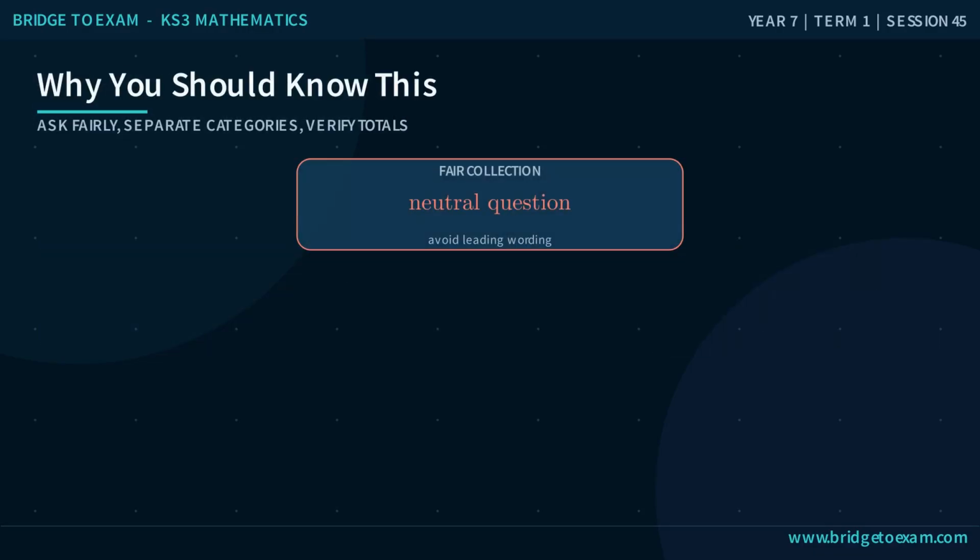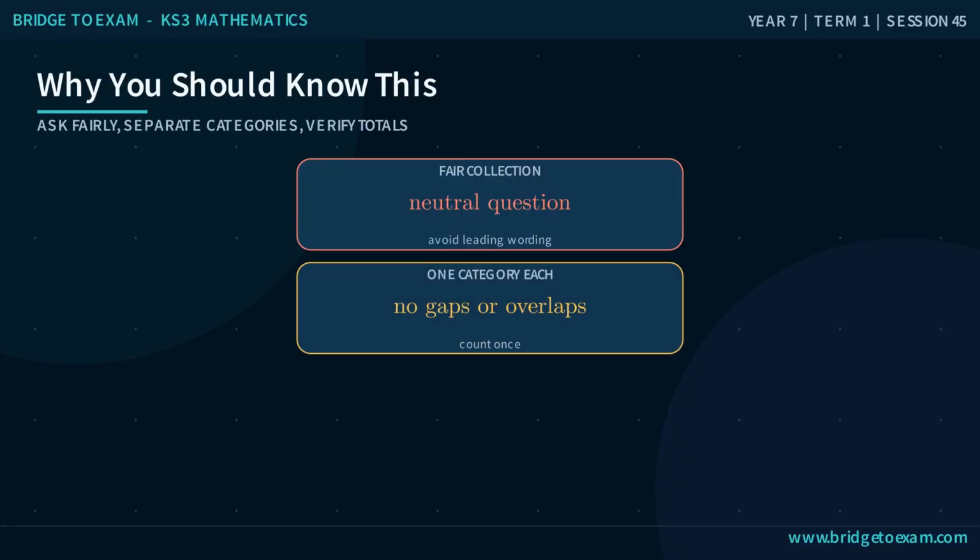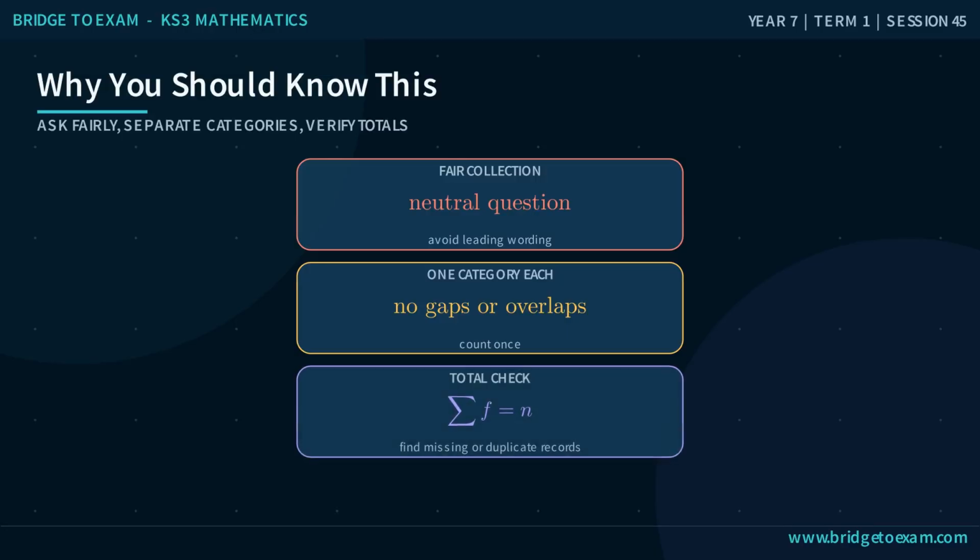A collection method should match the question and avoid wording that pushes people toward one answer. Categories must be clear and non-overlapping, so every observation has one appropriate place. Always check that the frequency total matches the original number of data values.